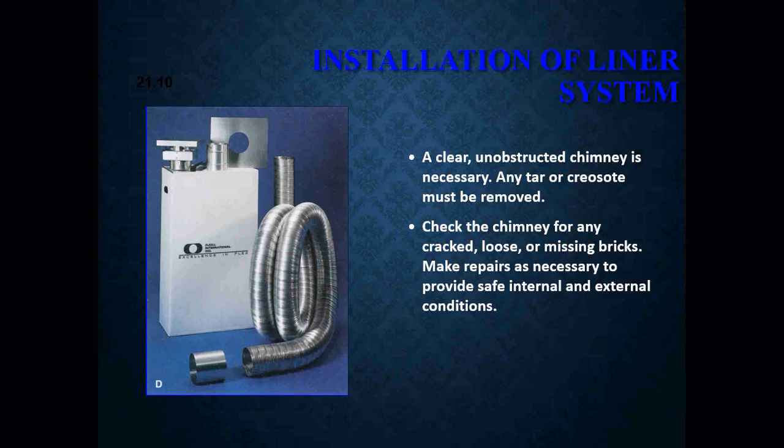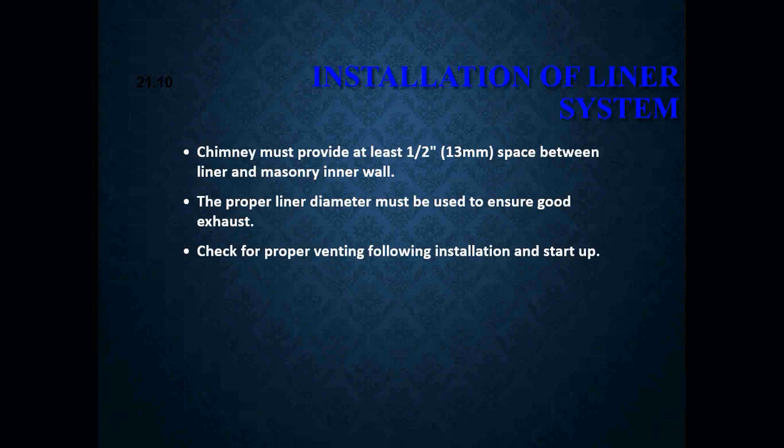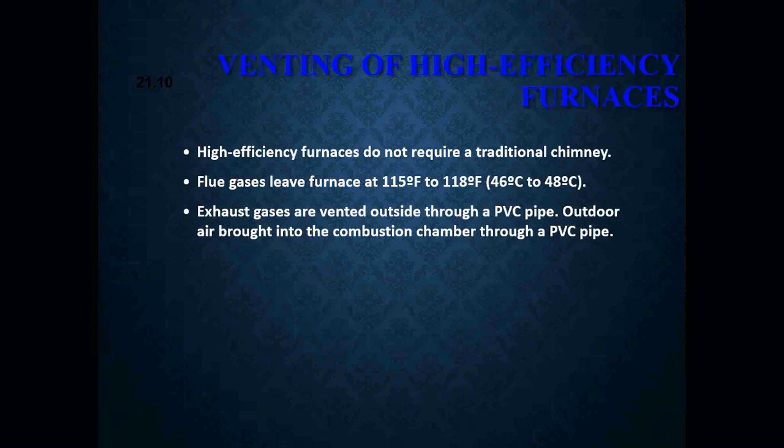You may have to install chimney liners. A clear and unobstructed chimney is necessary. Any tar or creosote has to be removed. Check the chimney for any cracks, loose, or missing bricks. Make repairs as necessary to provide safe internal and external conditions. Chimneys must provide at least a 1/2 inch space between the liner and your masonry inner wall. The proper liner dimension must be used to ensure good exhaust. So check for proper venting following installation and startup.